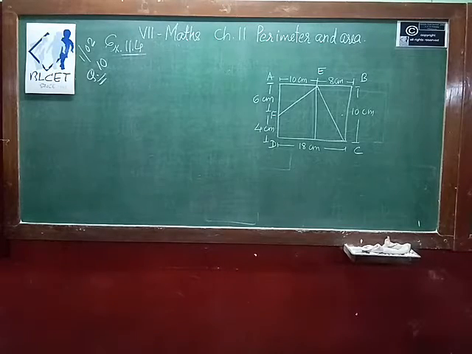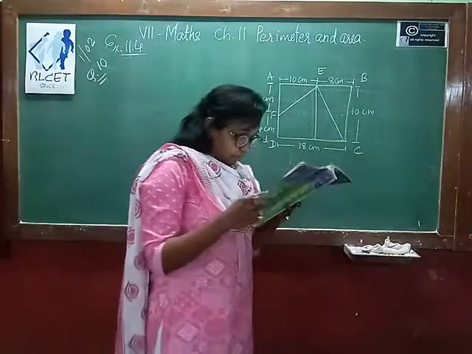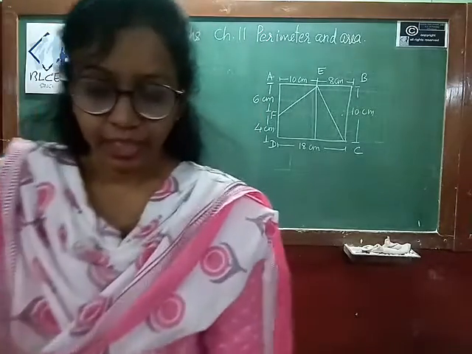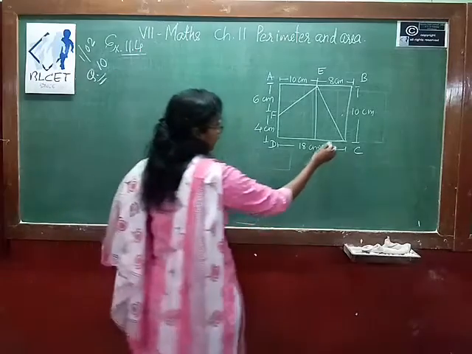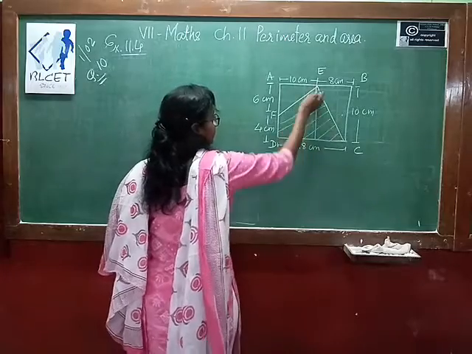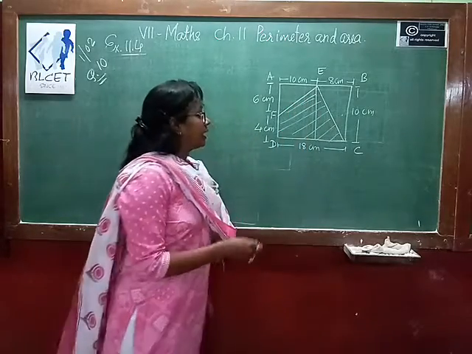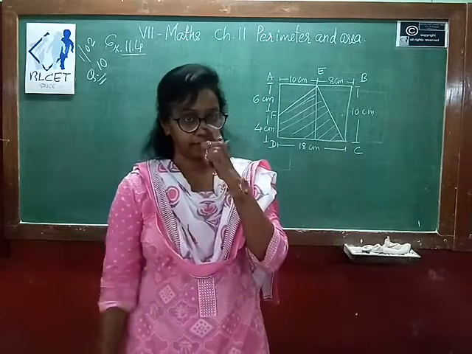See question number 10. You are given one figure where we have to find the area of the shaded portion. So let's understand, this is your diagram and we have to find the area of this portion. Neither is it a rectangle, nor a square, nor a triangle. Then how will you find this area?